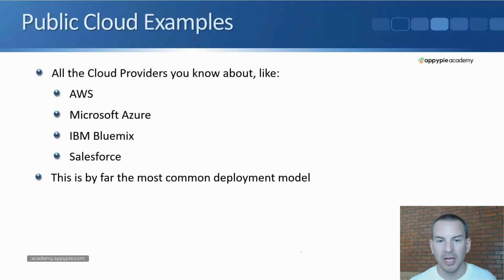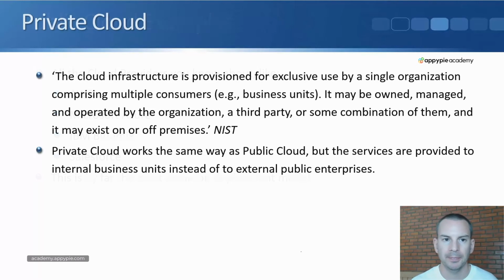Examples of public cloud are really all the well-known cloud providers that you know about, like Amazon Web Services, Microsoft Azure, a couple of examples there of IaaS and PaaS. IBM Bluemix is a PaaS example, and Salesforce is an SaaS example. So all of those are cloud providers which sell their services to the general population. And public cloud is by far the most common deployment model.